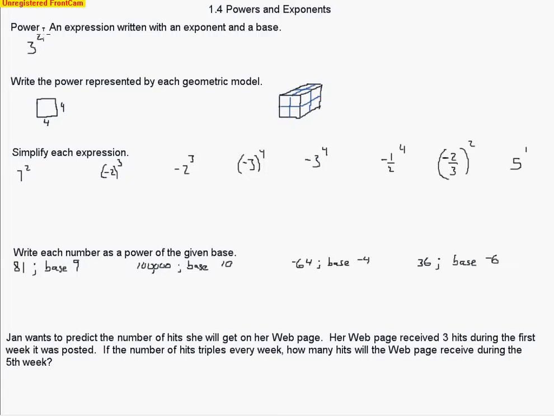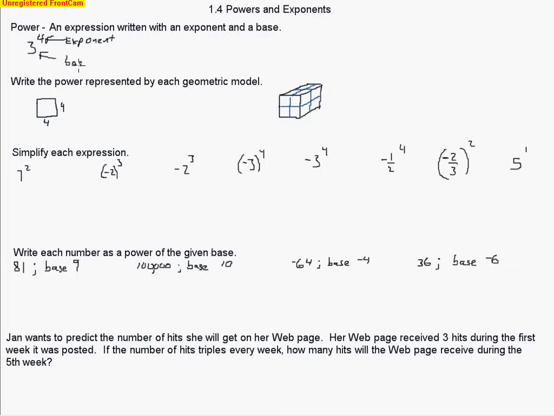3^4, or 3/4 power, this is an expression. As long as I don't have an equal sign in here, we're good. This is an expression. And a power is exactly this, an expression written with an exponent. So here's my exponent right here. That's our exponent. And a base. So our base is the 3, the larger number.